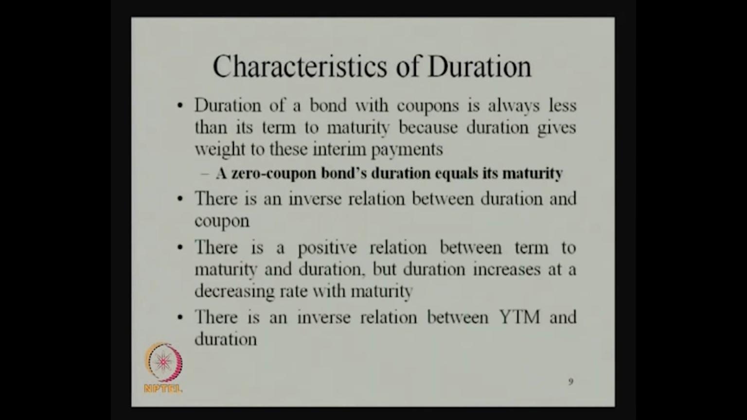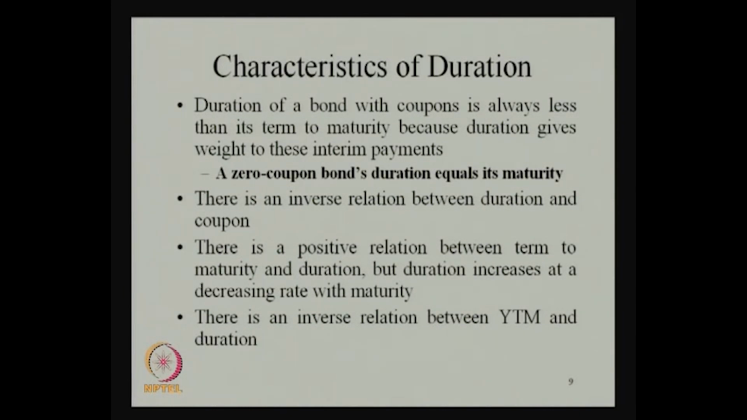If you observe the different characteristics of duration, the duration of a bond with coupons is always less than its term to maturity, because duration gives weight to the interim payments, which the term to maturity does not. That is why certain risk can be minimized through duration, which is not possible in the case of term to maturity. Another thing is that a zero coupon bond's duration equals its maturity. That means if there is no coupon involved, then the duration of that particular bond is exactly equal to its maturity.